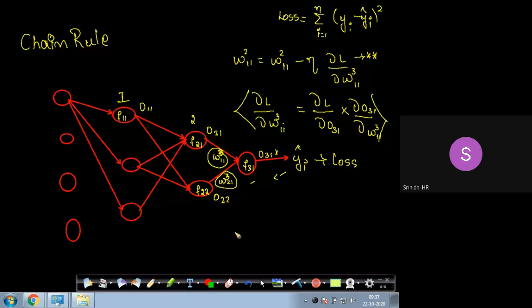Can anybody just tell me now how will you update this W21 power 2? Can anybody just let me know? How do you update this particular weight?